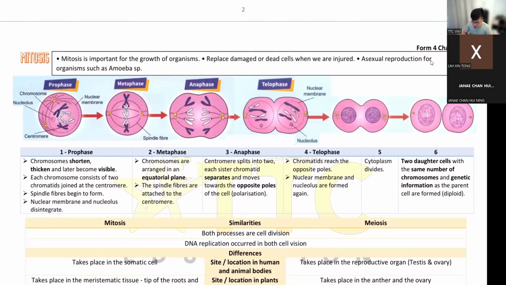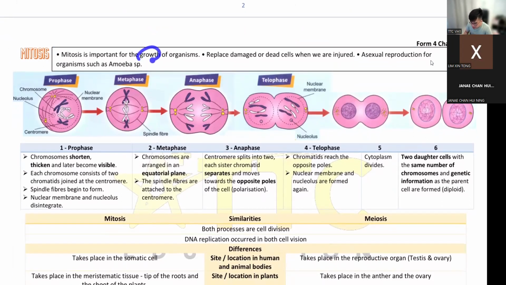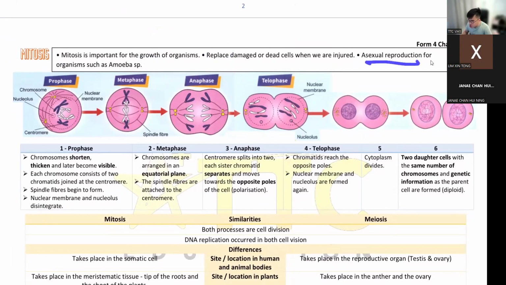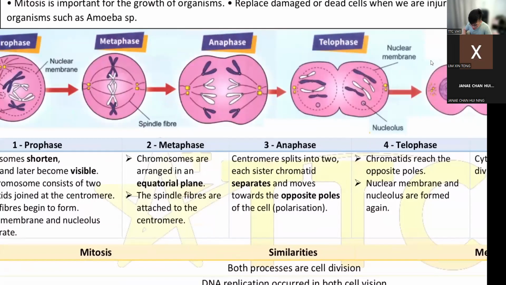So mitosis is for growth. It's for replacement. Me and you, we both do mitosis, but we do it for different things. You do it for growth, I do it for replacement, and germs do it for reproduction. So like I said, you, me, bacteria.